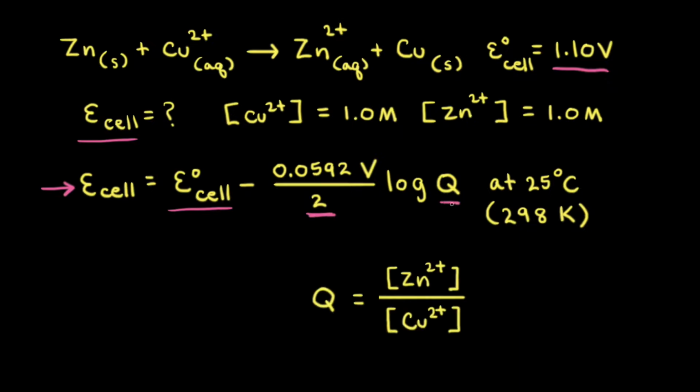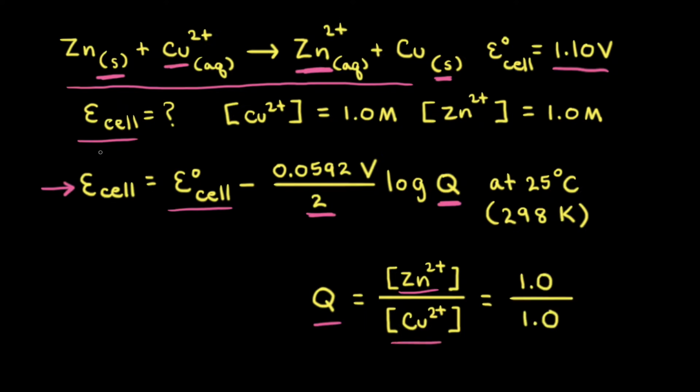Next, we need to think about the reaction quotient Q. Q has the same form as the equilibrium constant expression. So if we think about the balanced equation, remember, pure solids are left out of equilibrium constant expressions. So it would be the concentration of products over the concentration of reactants. And therefore, Q is equal to the concentration of zinc 2 plus ions divided by the concentration of copper 2 plus ions. Because our goal is to find the instantaneous cell potential when the concentrations are both equal to 1 molar, Q is equal to 1 divided by 1, so Q is equal to 1.